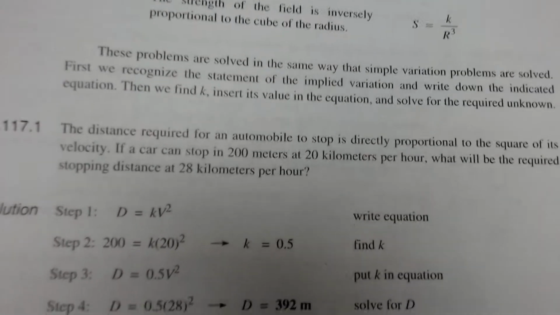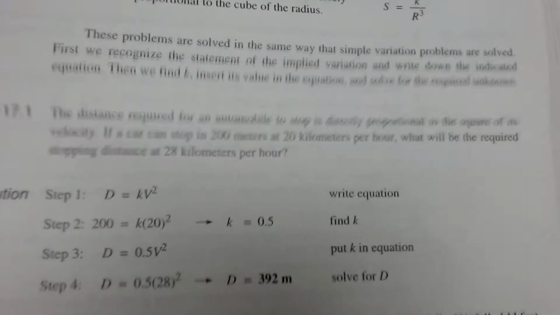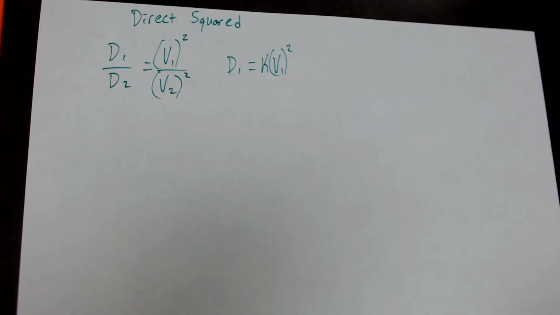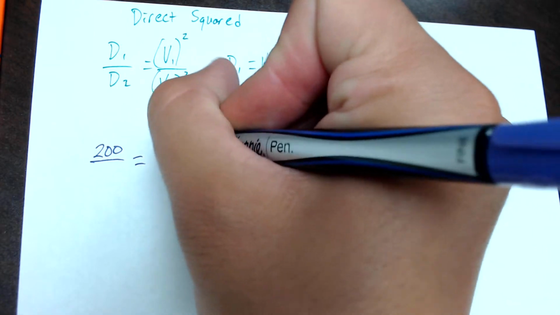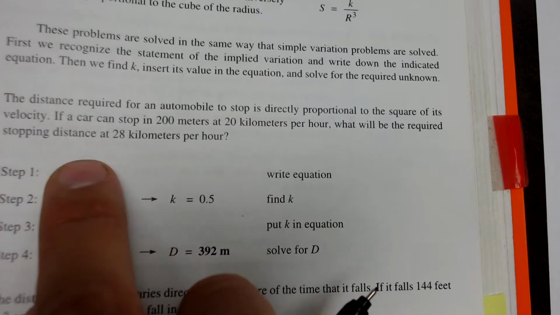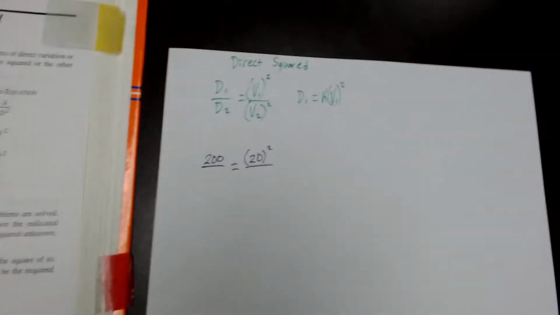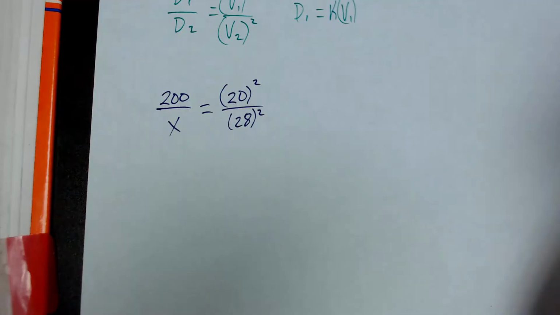Let's see here. We've got our equation down, and they tell me that the car can stop in 200 meters at 20 kilometers per hour. So I'll go ahead and do the proportional method first. If distance 1 is 200 meters, then velocity 1 is going to be 20 kilometers per hour, but that is going to be squared. And then they ask us, what's the distance if the velocity is 28 kilometers per hour? So distance 2 is unknown, and velocity 2 is 28 squared.